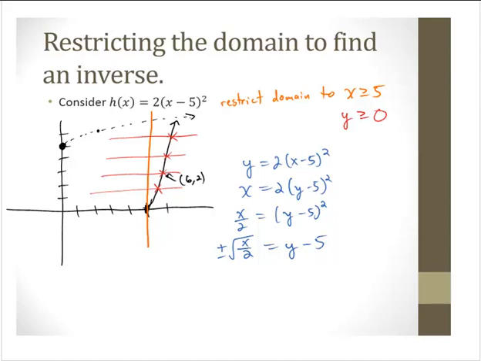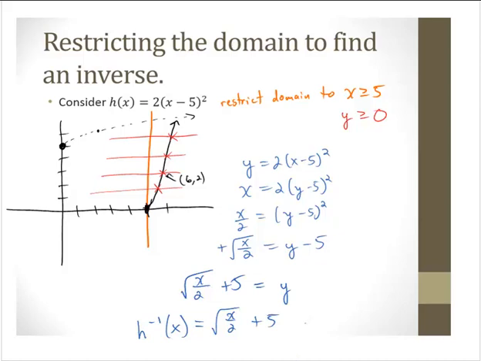So we're going to get a curve that does this. So is that the upper? I mean, if we think of how the square root function works, is that a positive square root or a negative square root? It's a positive square root. So we will just keep the plus on the square root, and add 5 to both sides. Then y equals the square root of x over 2, plus 5. And so then if we restrict the domain, we can find that h inverse is the square root of x over 2 plus 5 on domain.